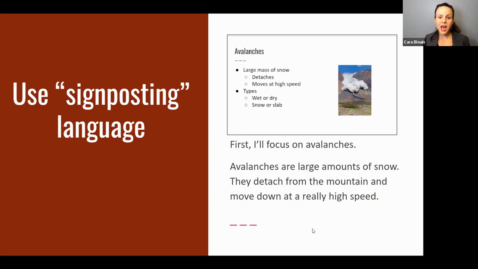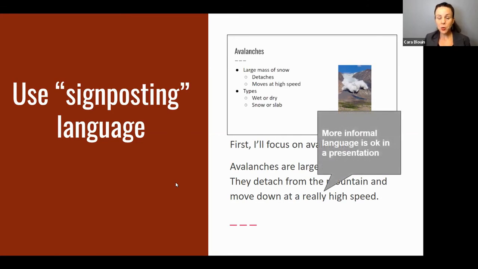So for this slide, I might look at the outline and say, avalanches are large masses of snow. They detach from a mountain and they move down at a really high speed. If I were writing a paper, I probably wouldn't say really, but presentation language is a little bit more informal. So I can say something like a really high speed in my presentation. I want it to sound natural and like I'm talking.